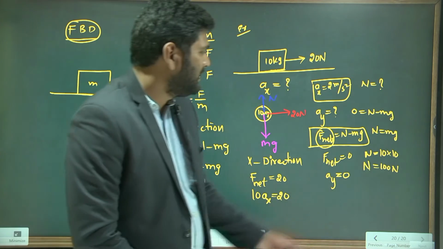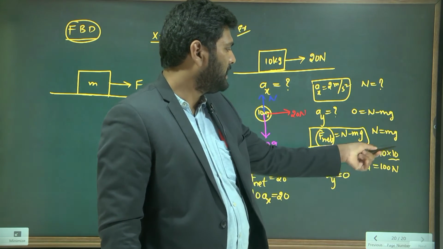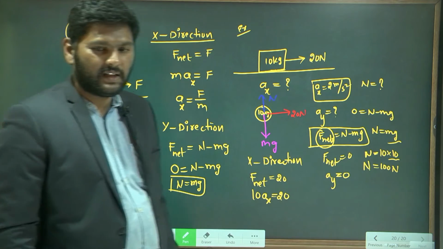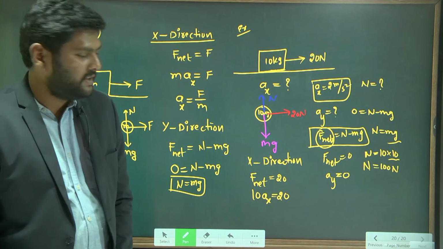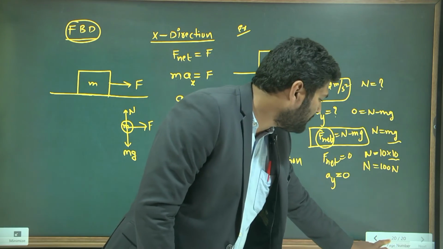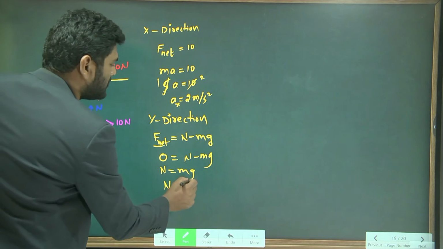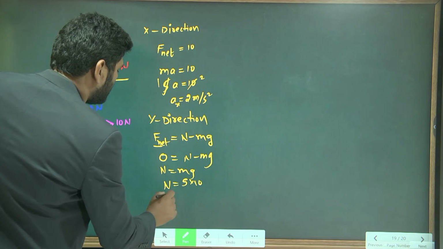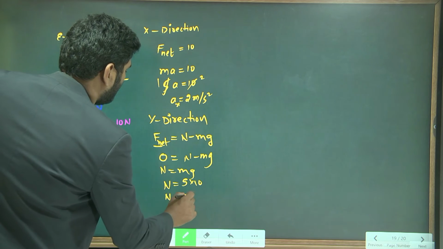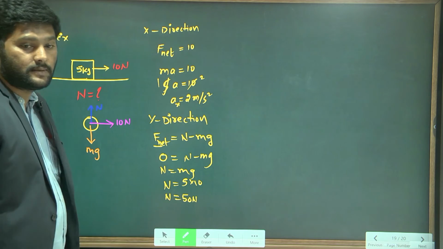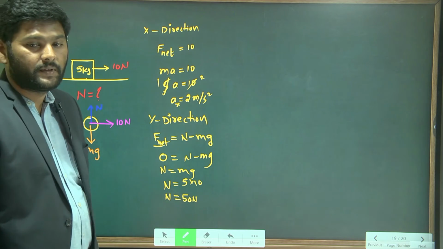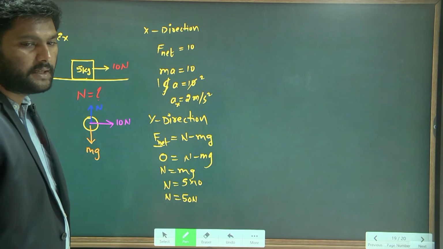Look here, how much have you taken here? Not mg, we have taken 10. So the g value is 10. So what is the answer? 50 Newton is our answer. Understand? Yes. Your answer, my answer, is correct.